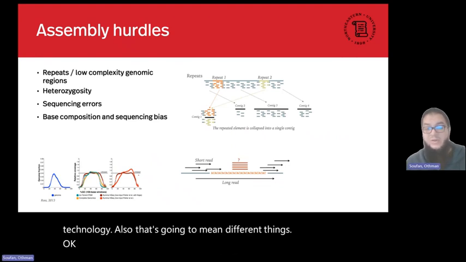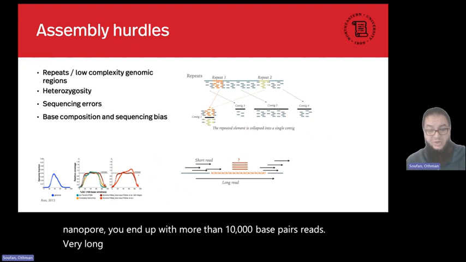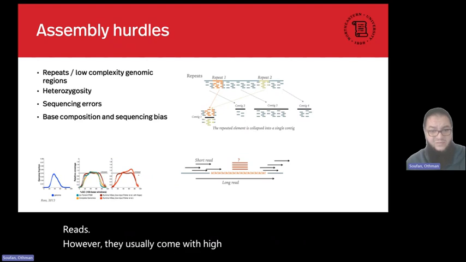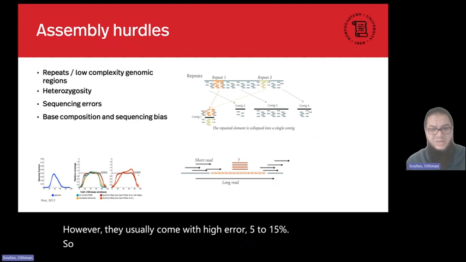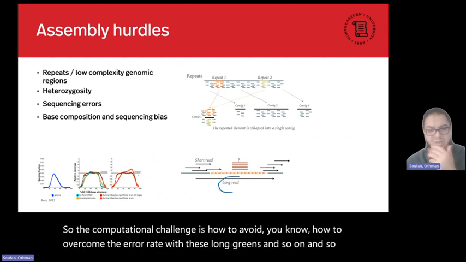Okay, maybe we're dealing with long reads, for example PacBio or Nanopore. You end up with reads of more than 10,000 base pairs, very long reads. However, they usually come with high error, 5 to 15%. So the computational challenge is how to overcome the error rate with these long reads and so on and so forth.